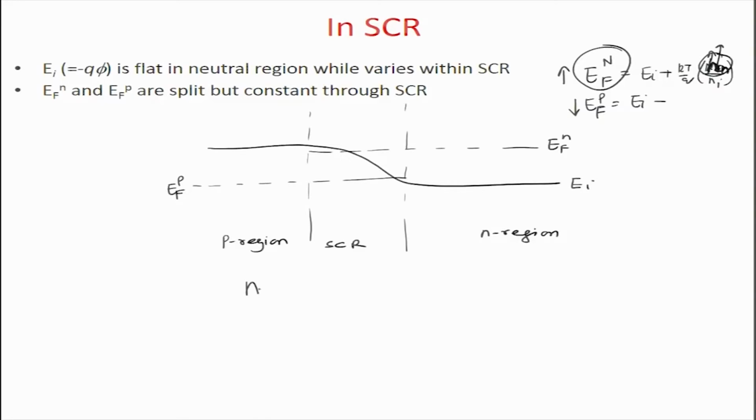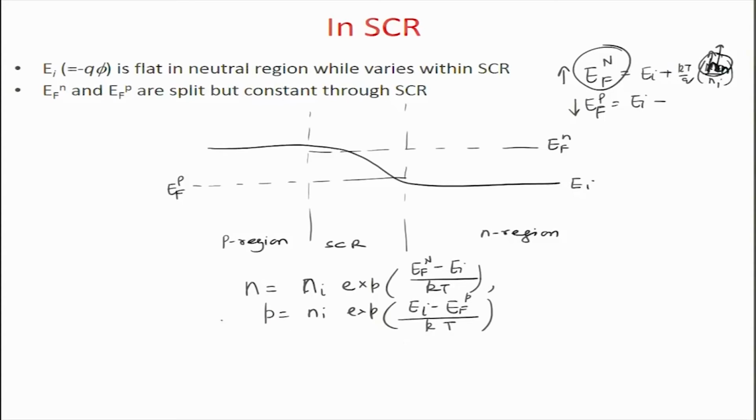So, you can say that n is equal to Ni into exponential of (EFN minus EI) divided by kT. Now, this is the electron concentration term from semiconductor physics. Similarly, p is given as Ni exponential of (EI minus EFP) divided by kT, and these two increase as this gap increases. So, the more the Fermi level shifts towards the conduction band, which means n increases, the more the Fermi level shifts towards the valence band, p increases after illumination.